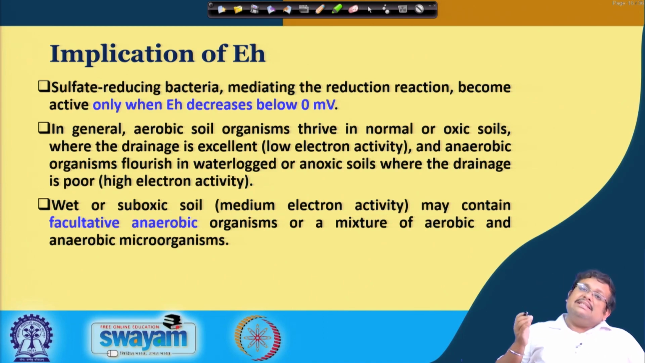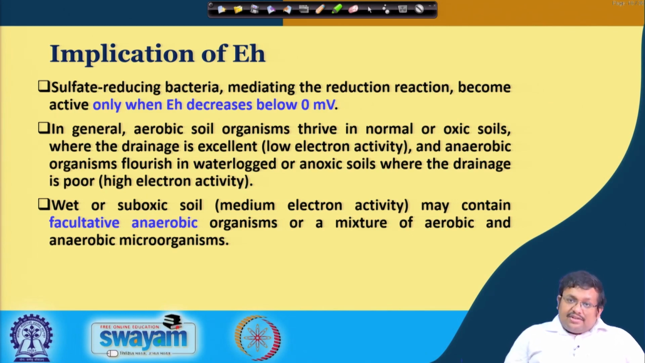So, unless the EH of that system goes below 0 millivolt, this sulfate reducing bacteria will not be effective, and once it is effective, it will then change the oxidized form, that is sulfate, to reduced form, that is sulfide, which you have already seen.